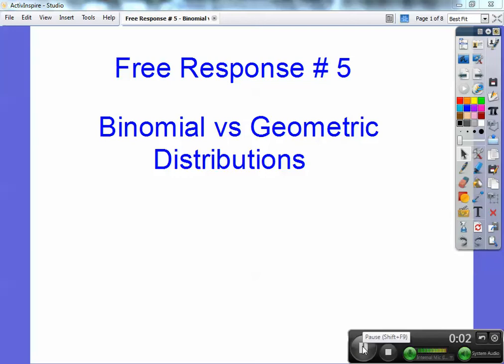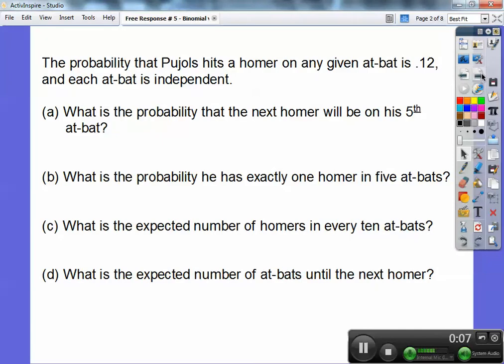Okay, this one is a binomial versus a geometric distribution. So let's just go ahead and get started. The probability that Pujols hits a homer on any given at-bat is 0.12, and each at-bat is independent. What is the probability that the next homer will be on his fifth at-bat?